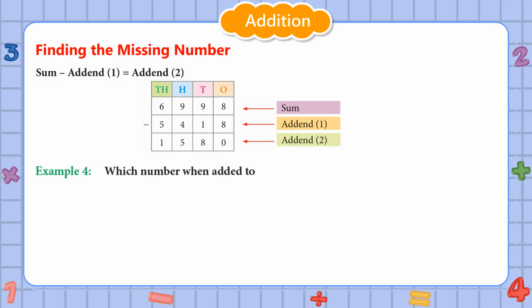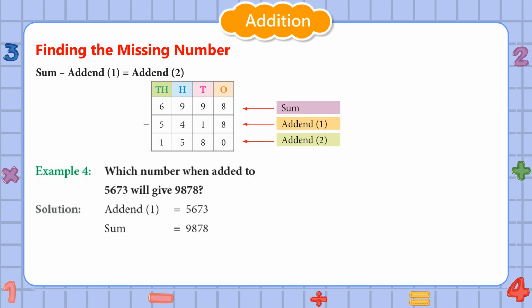Example 4. Which number, when added to 5673, will give 9878? Solution. Addend 1 is equal to 5673. Sum is equal to 9878. Addend 2 is equal to what?